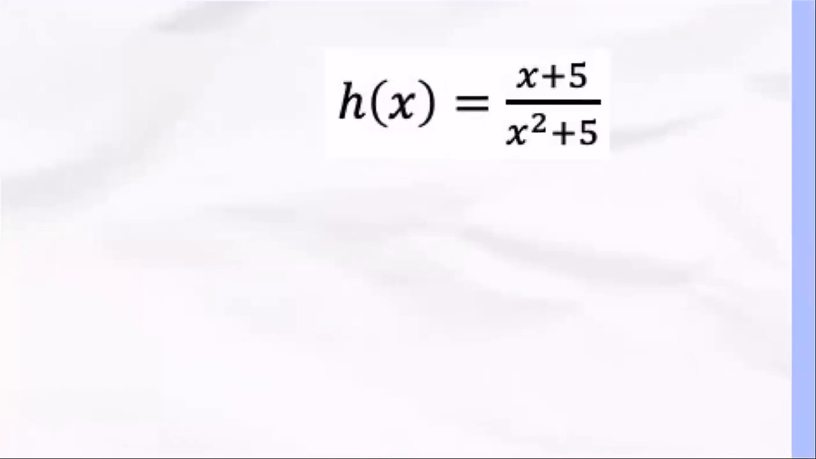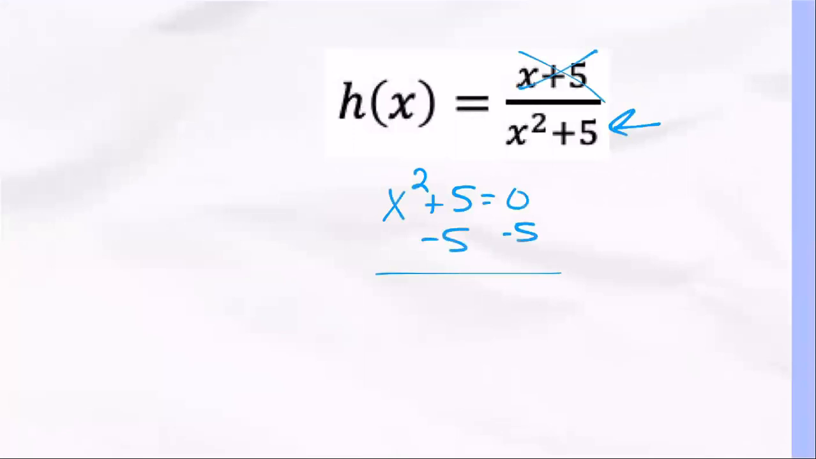All right, and let's look at this one. So again, top means nothing to me. I just cannot have that 0 on the bottom. So to find out what numbers those are, I set it equal to 0 and I solve.